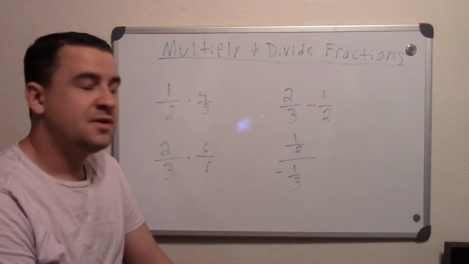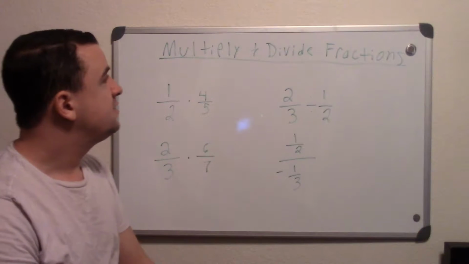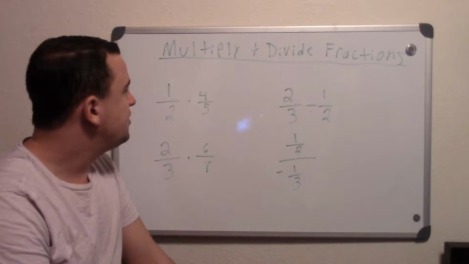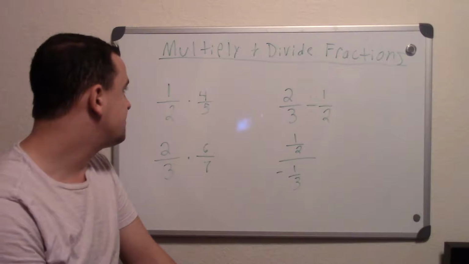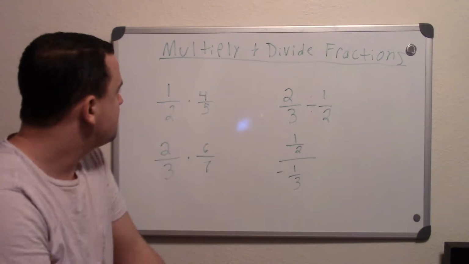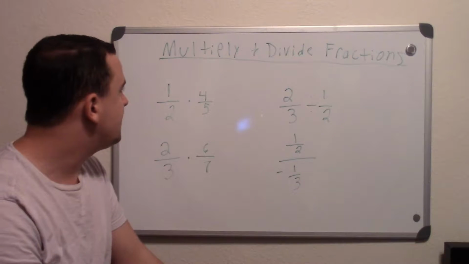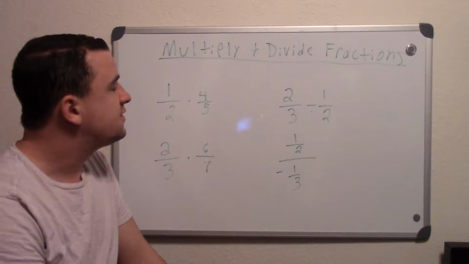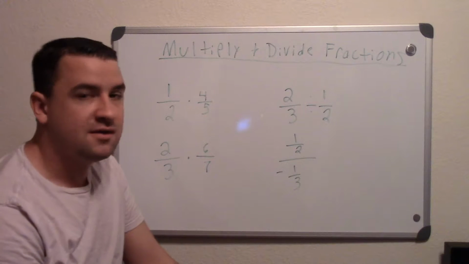Hey guys, so in this video I'm just going to be going over how to multiply and divide basic fractions. And it's pretty easy and simple compared to adding and subtracting. You just simply multiply across. You don't have to have a like common denominator. You just multiply across. Now on dividing, you can't divide by fractions.